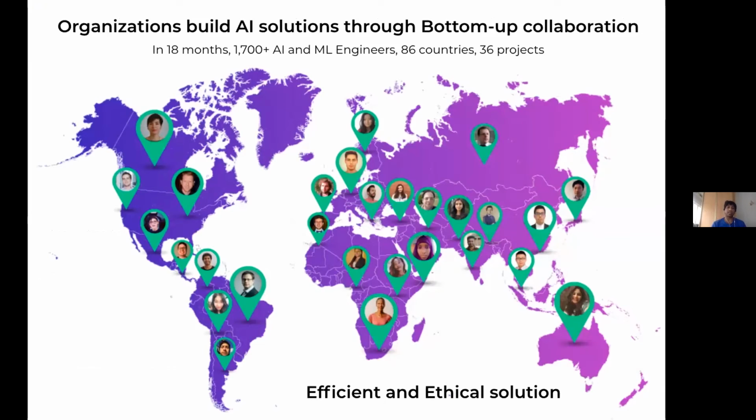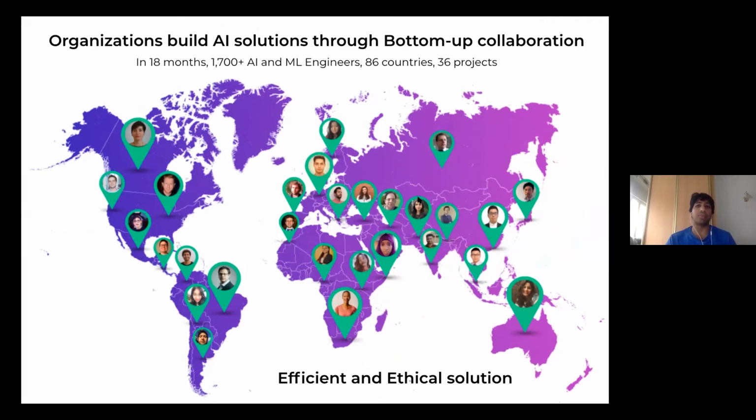And Omdena is exactly this platform where people from all over the world, currently 87, actually this is a bit updated, the 87th country was South Korea. Over 1,700 people from 87 countries have come together and collaborated till now on 36 such projects. They come for 2 months, 8 weeks, and they build those solutions and deliver them to the organizations.